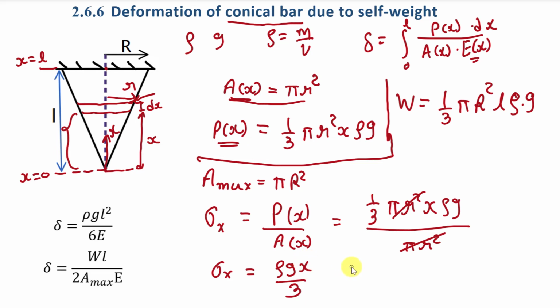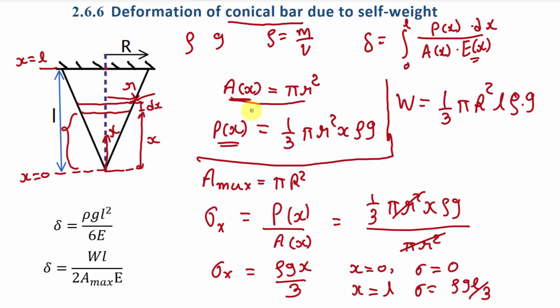Now if you will put x is equal to 0, then we will get value of stress sigma is equal to 0. Means at this point value of stress will be 0. And if you will put value of x is equal to L, that is value of x at this surface, then value of stress will be rho into g into L divided by 3, and it is the maximum value of stress at this surface. So minimum value of stress is 0 at the bottom point and maximum value of stress is rho g L divided by 3 at this upper surface.